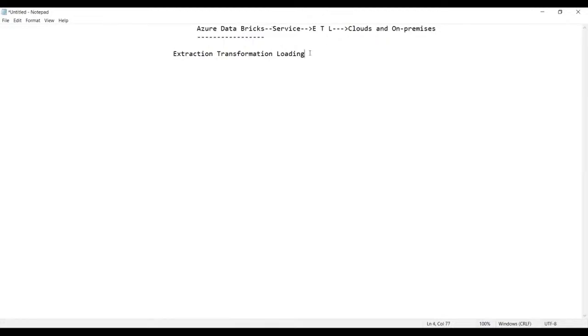Now, guys, when it comes to extraction, transformation, and loading, this is a process of data summarization, wherein you have a source.